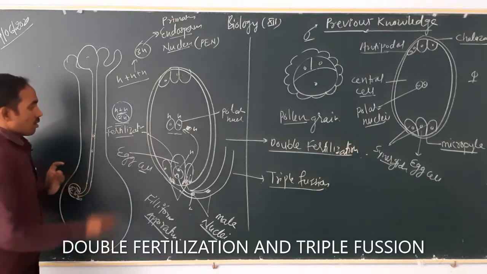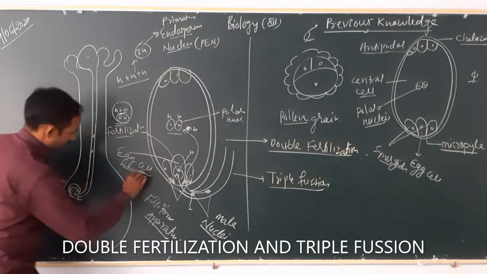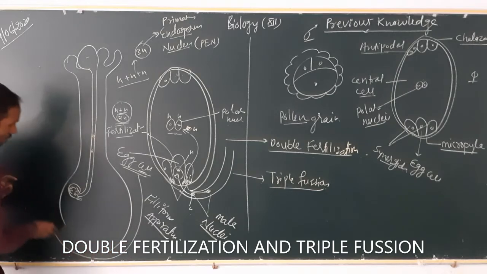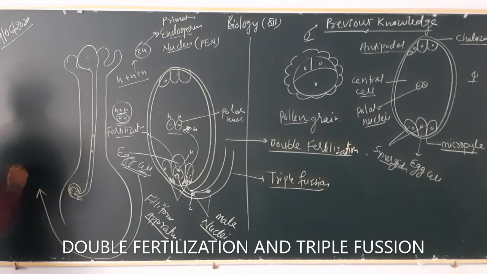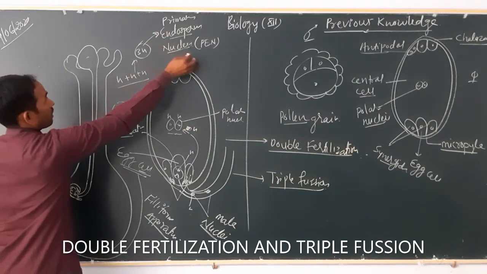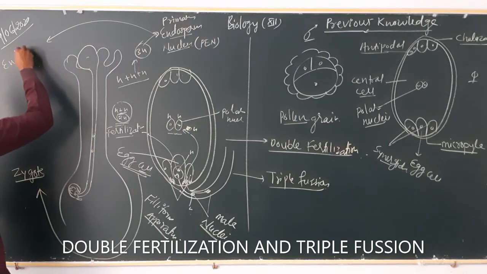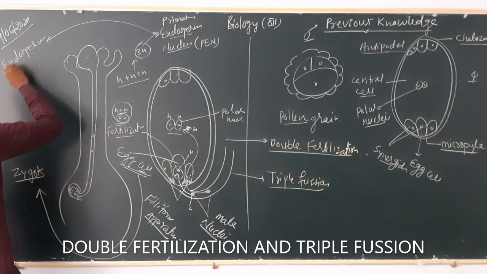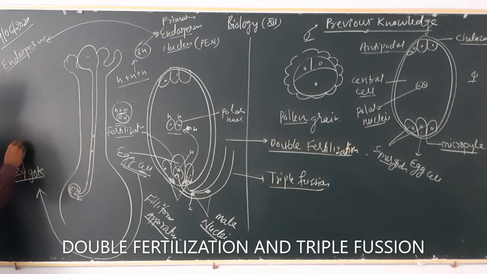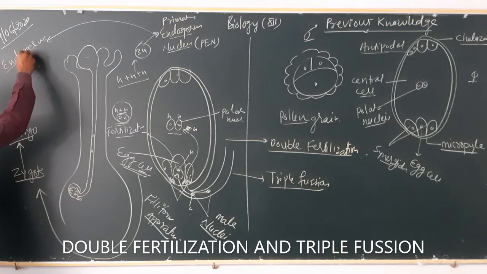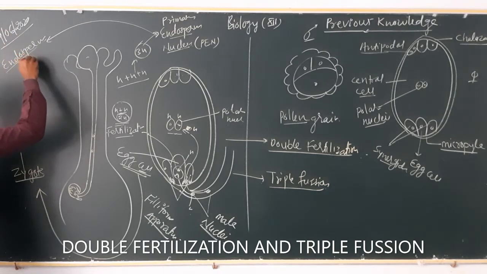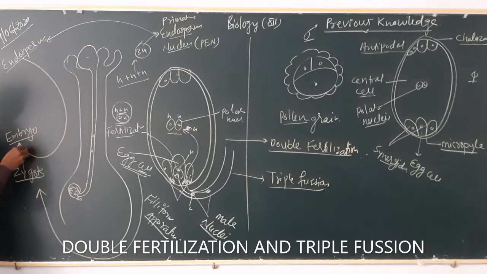In this way, what will happen to this egg cell? This egg cell will change into the zygote, and what will happen to this PEN? This will change into the endosperm. The zygote will change into the embryo. And what is the use of the endosperm? The endosperm provides nourishment.